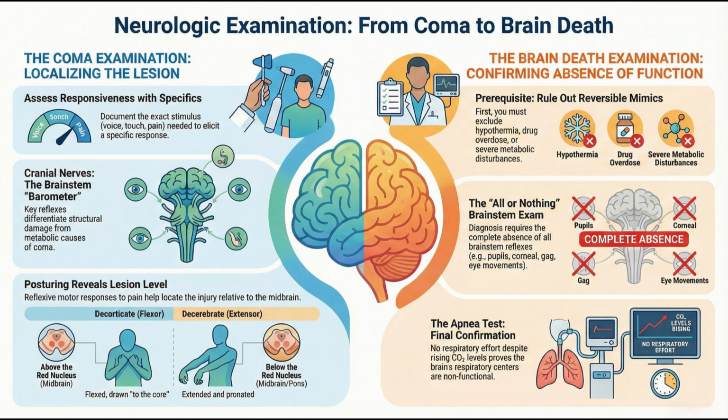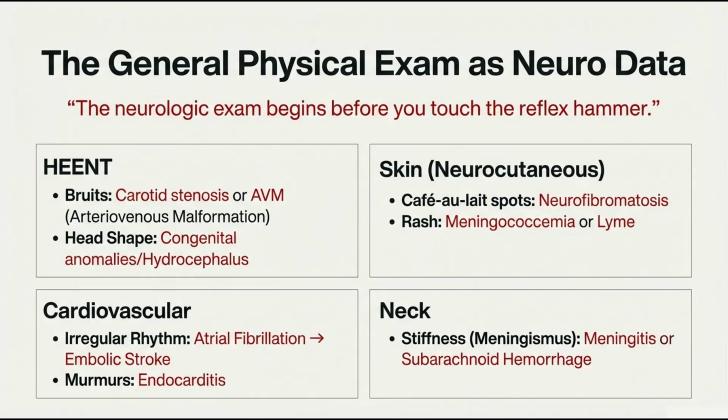Moving on to slide 11, the general physical exam as a neuro tool. The visual here is a montage of non-neuro signs. A stiff neck, an irregular heart rhythm, skin spots. The brain lives in a body. You absolutely cannot ignore the chassis. So what are we looking for? Well, if a patient has a stroke, the first thing you do is check their pulse. Is it irregular? That could be atrial fibrillation and the heart is just throwing clots up to the brain.